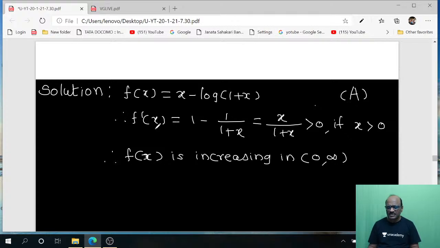F dash of x: the derivative of x is 1 and the derivative of log of 1 plus x is 1 upon 1 plus x. After simplifying this, you multiply by 1 plus x and get 1 plus x minus 1 upon 1 plus x, and after simplification you get x upon 1 plus x. This will be positive if x is greater than 0. Therefore, f is increasing in the open interval 0 to infinity, and hence option A is the correct one.